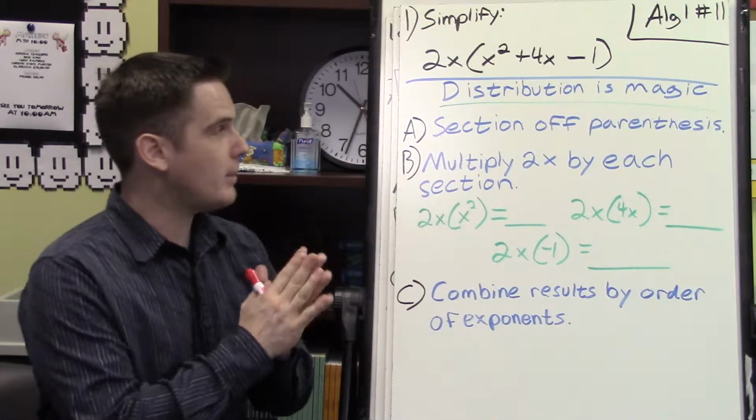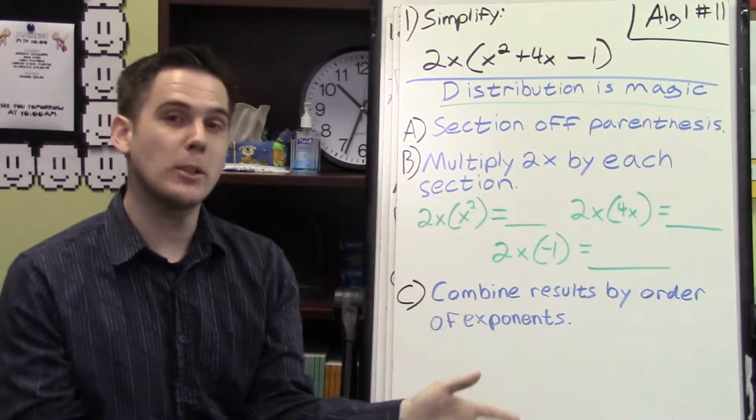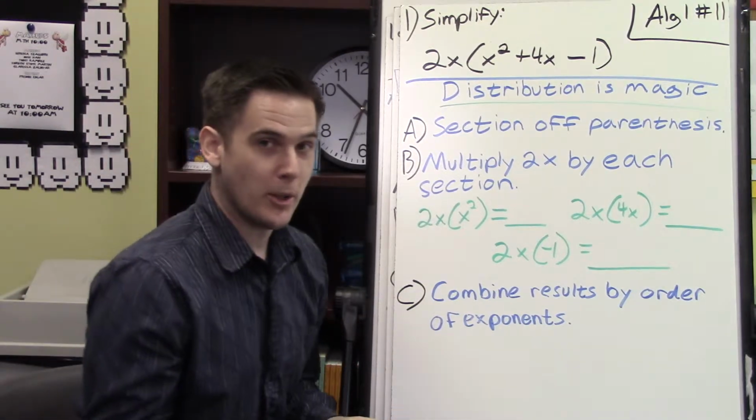Okay, the common theme for this worksheet is distribution. Like it's a little My Little Pony reference. Distribution is magic. More important than friendship for this.